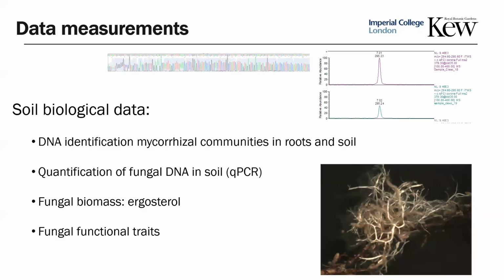We also identify all the fungi in the roots, using different methods for that. We quantify the DNA of fungi in the soil. We also quantify the biomass using ergosterol, a compound that is in the membranes of the cells. And we also assess functional traits. The idea is to have different approaches to get metrics regarding mycorrhizal fungi that give us information about how to link this to carbon.